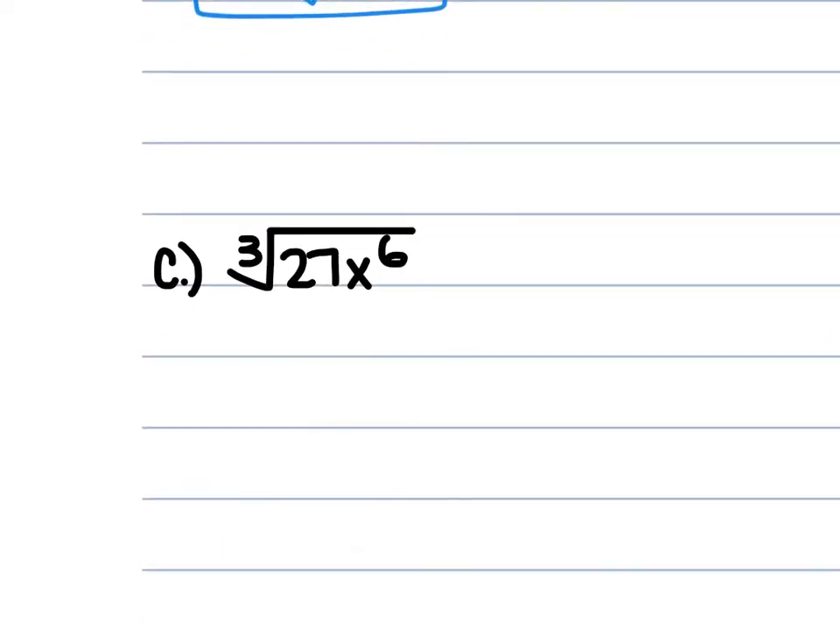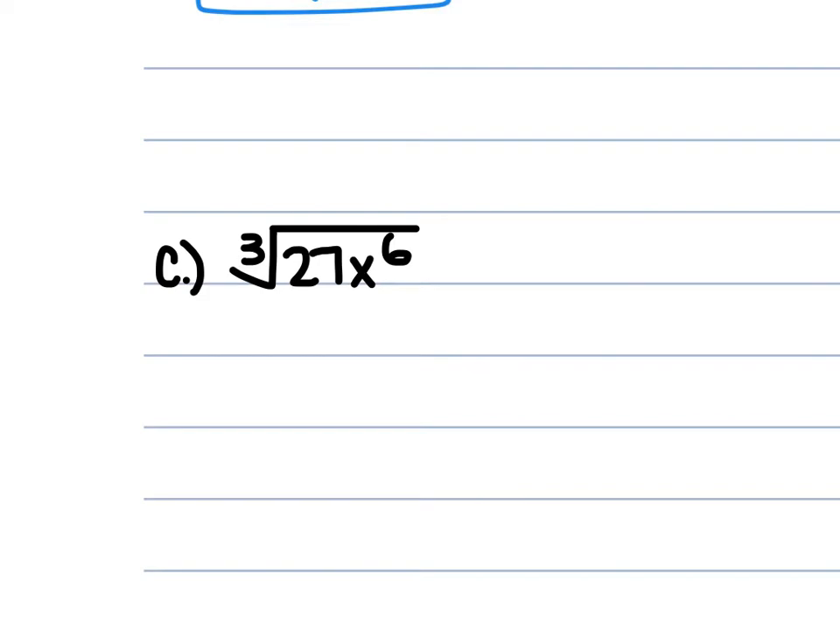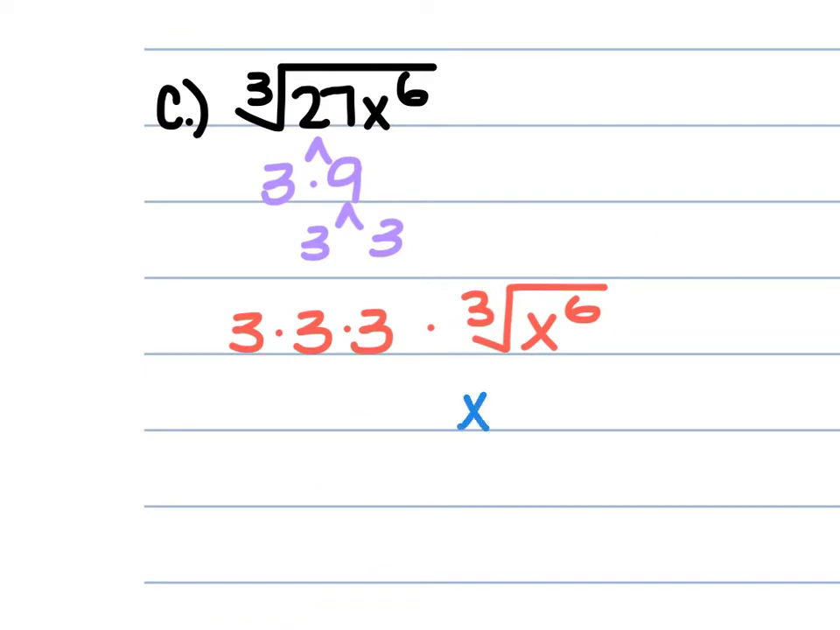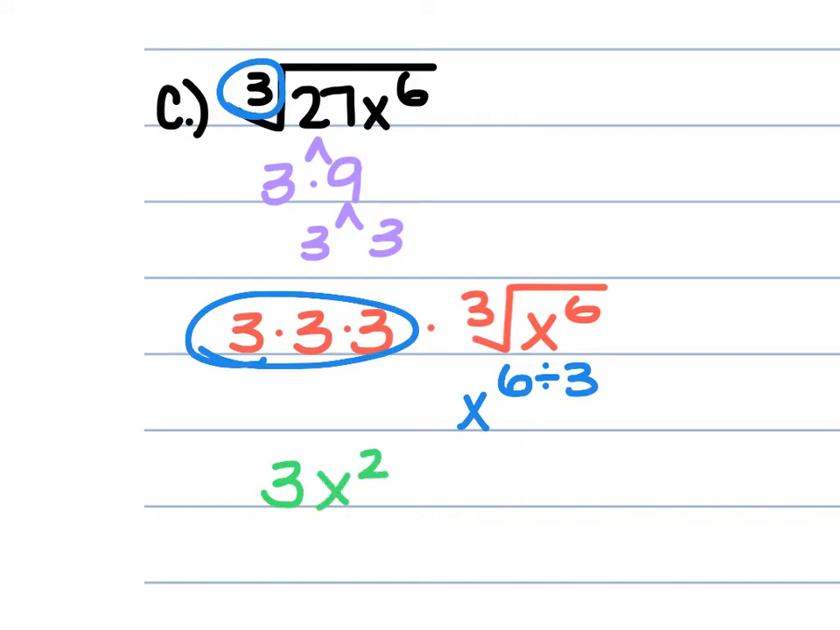For example C, we have the cube root of 27x to the 6th power. When we are working with variables underneath these radical signs, that index and the exponent divide. So we're actually going to keep the x and do 6 divided by 3. If we had any remainders, that would stay as our exponent with the x underneath the radical sign. We're going to do the same thing that we did in the past, find the prime factorization of 27. We know that's 3 and 9, 9 is 3 and 3. So this is going to be 3 times 3 times 3. Now the cube root of x to the 6th is the same thing as saying x to the 6th divided by the 3rd. So we're going to divide those. We have a group of 3 here. So this is going to be 3x squared.